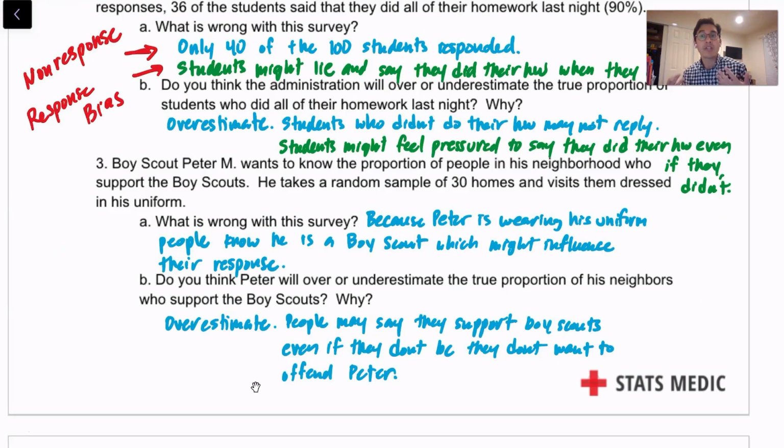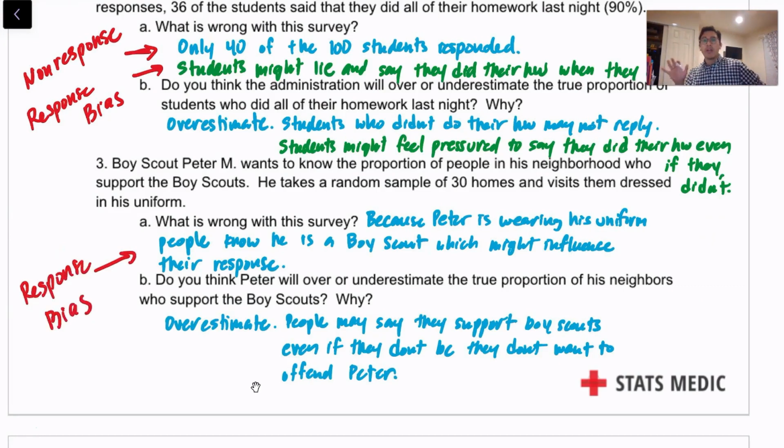So again, being dressed in his uniform is influencing how people are responding. In other words, they might not give honest answers. They might not give accurate answers, because they don't want to offend him. So this is a similar situation to what we saw in scenario 2. People were not giving honest answers because they didn't want the administration to know they weren't doing homework. Here, people aren't giving honest answers because they don't want to offend the person who's surveying them. So this would be another example of response bias.